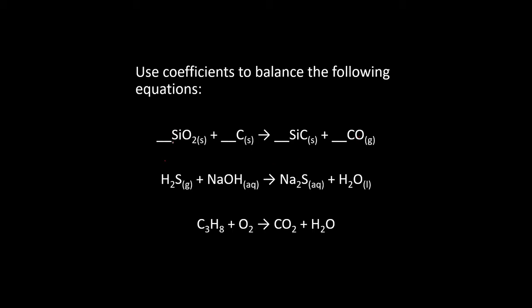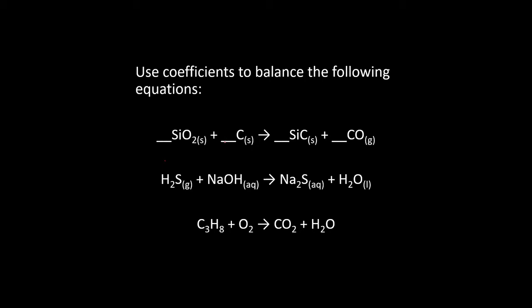So if I look at what I have so far, I have 1 silicon on the left, 1 silicon on the right. So that is balanced. I have 2 oxygens on the left, only 1 oxygen on the right. And then I have 1 carbon on the left and 2 carbons on the right. So to get everything to balance here, I'm just going to play around with these coefficients until it is balanced.